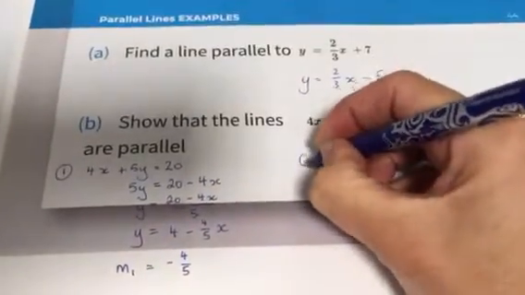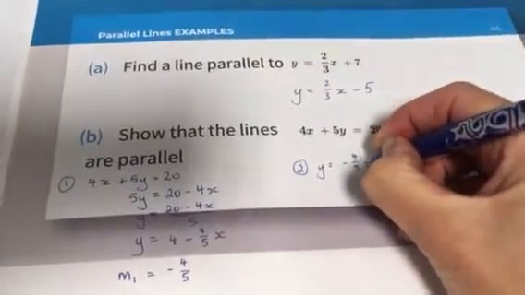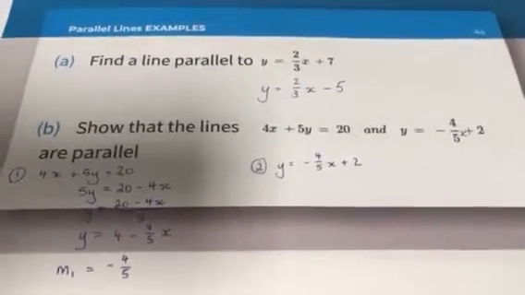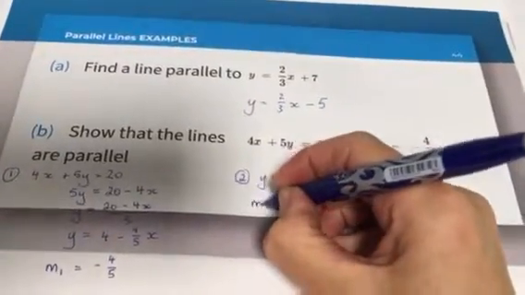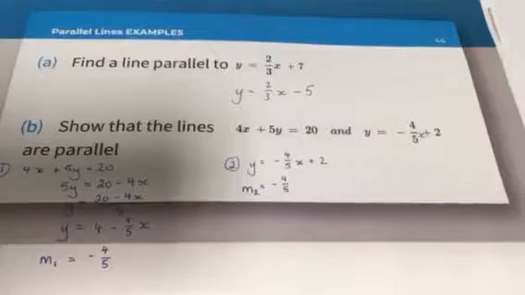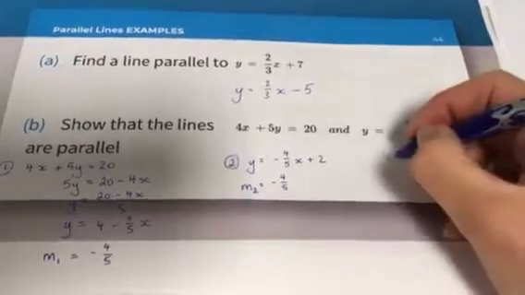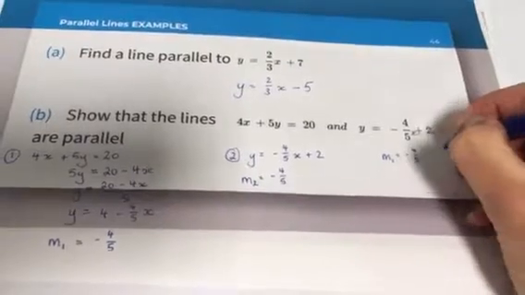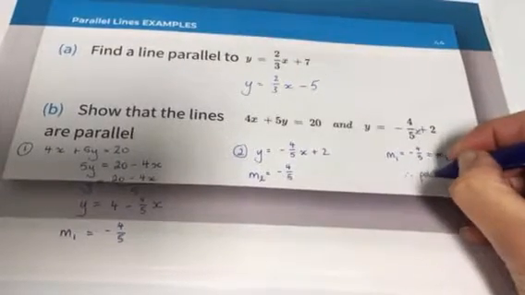Looking at equation 2, we have y equals negative 4/5 x plus 2. Now in this situation, we've already got it in gradient-intercept form, so it's really clear. My gradient is negative 4/5, so this is equation 2. So gradient 2 is equal to negative 4/5. So the final statement to really show or prove that they're parallel is we say m1 equals negative 4/5, which equals m2, therefore parallel lines.